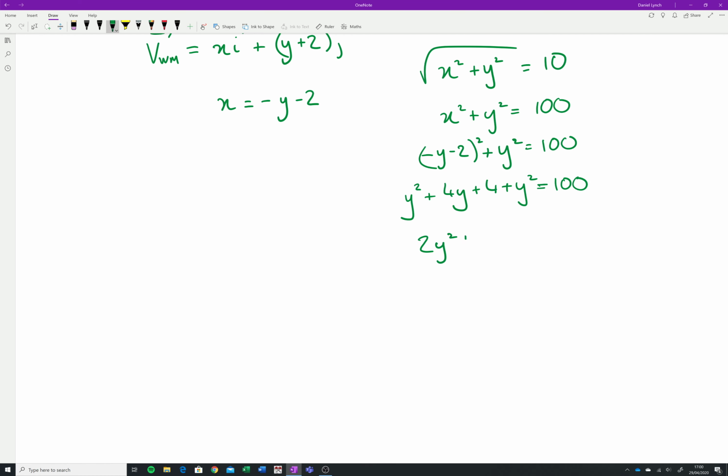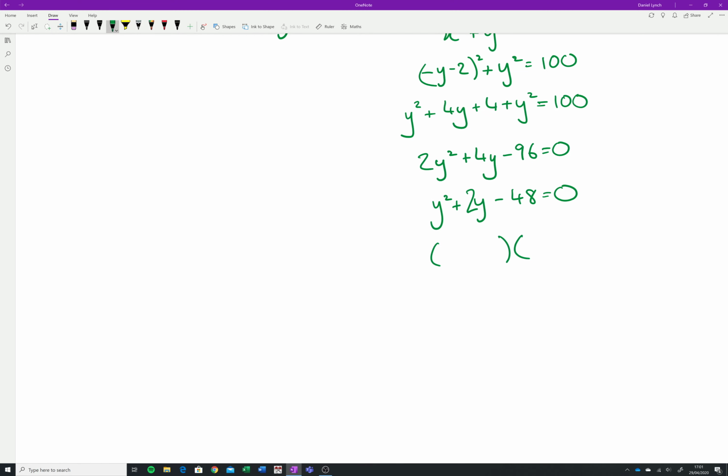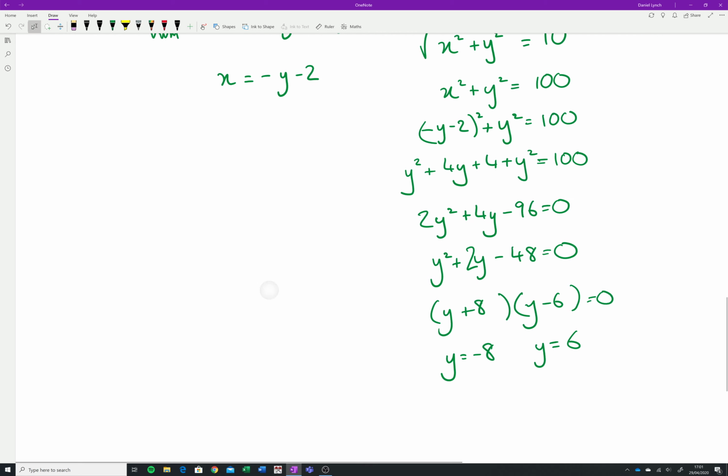Okay, 2y squared plus 4y plus 4 is equal to 100, so I should take the obvious step and say minus 96 equals 0. Subtract 100 from both sides. y squared plus 2y minus 48 equals 0. So this is a handy enough quadratic. I think y plus 8, y minus 6 equals 0. So we get y equals minus 8, or y equals 6. Now we have to worry about which one's which.